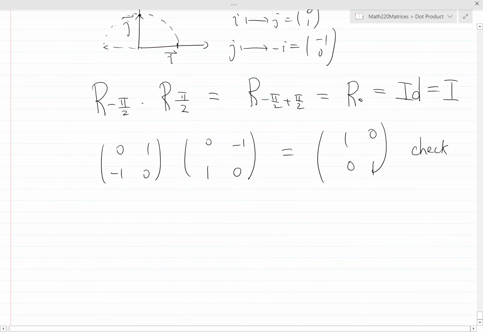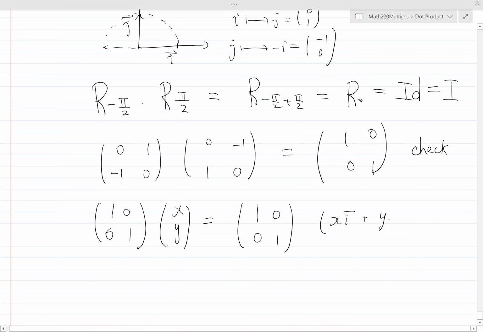Okay, so the identity matrix does not do anything. It keeps every vector fixed. You can check that: the identity matrix with rows 1, 0 and 0, 1 multiplied by x, y gives x i plus y j. The image, by the first rule, gives us the output of I.